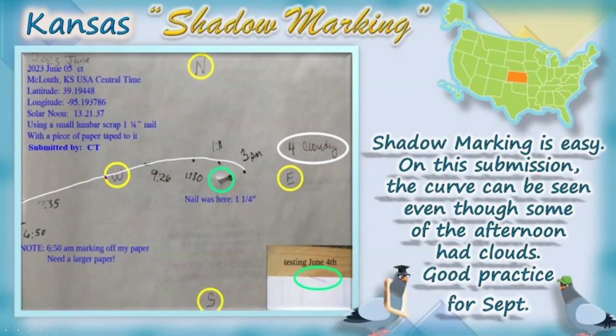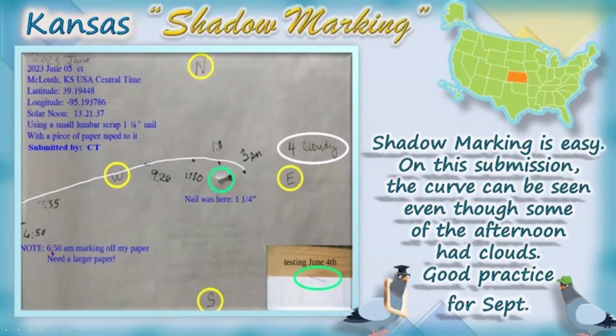So the next time, it's going to be Charlene, she's from Kansas. We're going to see some things that she did later on, and you're going to see how her marking just really improved because she kept trying. And another thing, do you see she was making notes here? She had her time with her dot, and she's got her nail. She's telling me it's 1.25 inches tall.